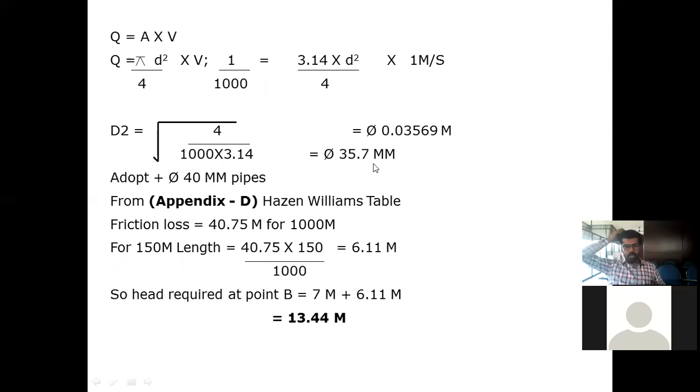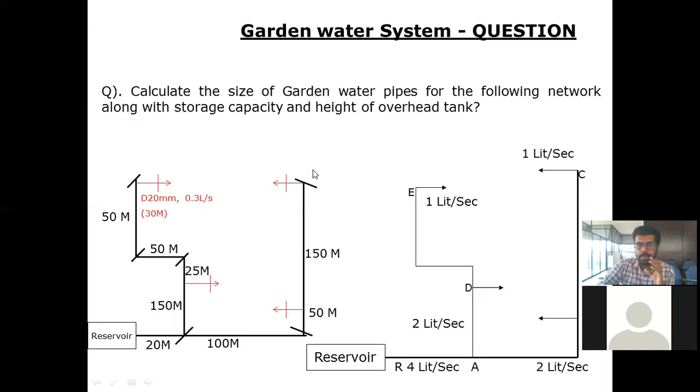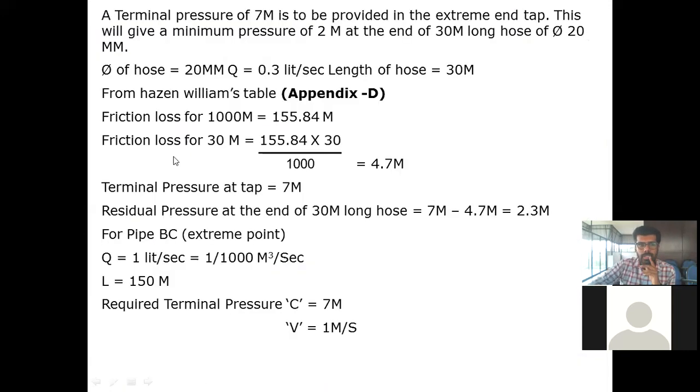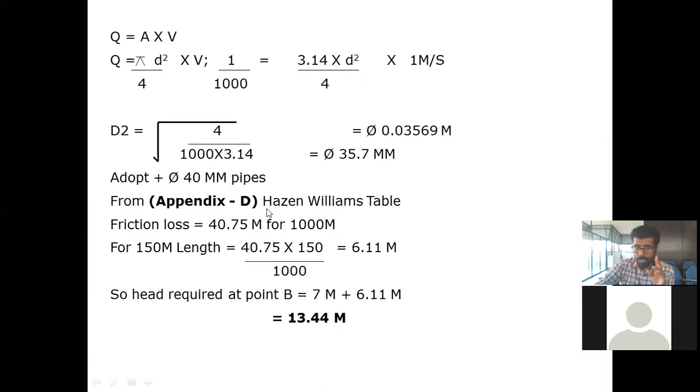In the market 35 is not available, so the next pipe is 40 mm. So you can adopt a 40 mm pipe. 35.7 mm is the actual calculated value. So the pipe diameter of BC we got is 40 mm. Okay, that is one thing. 40 mm we got.